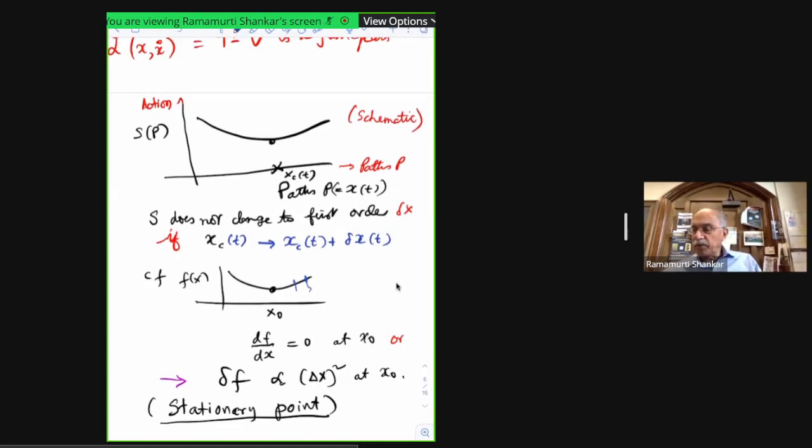The main point for us is that at the stationary point, which could be a maximum or a minimum, the function does not change when you change the argument. The function here is the action, and the argument is not a number, but an entire trajectory. And if you change the trajectory x classical to x classical plus delta x, then you will find the change in the action has a term proportional to delta x and delta x squared. Set the part proportional to delta x to 0, you will get the Euler-Lagrange equations.